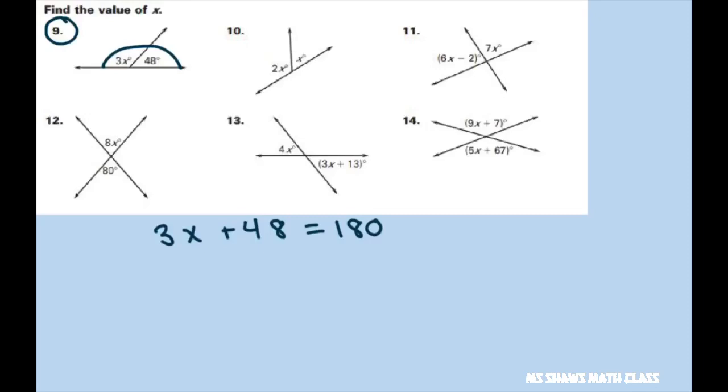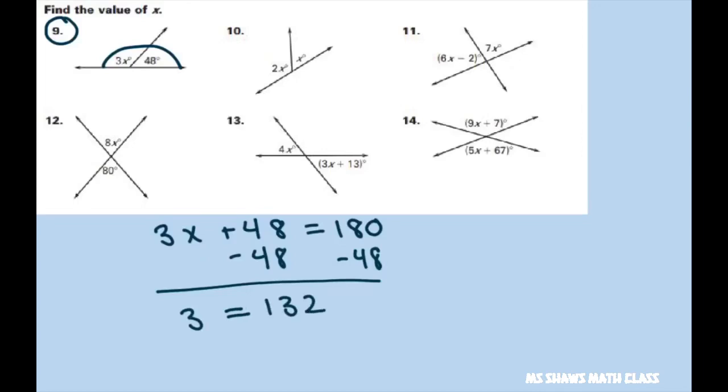So what you're going to do is subtract 48 from both sides of the equation. And you get 3x equals 132. Then divide both sides by 3, and that's going to cancel. So x equals 44. So basically x is 44.